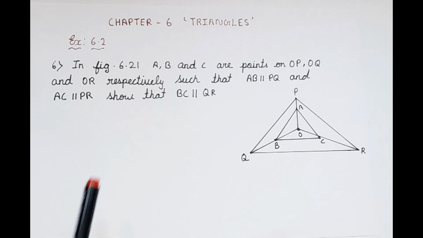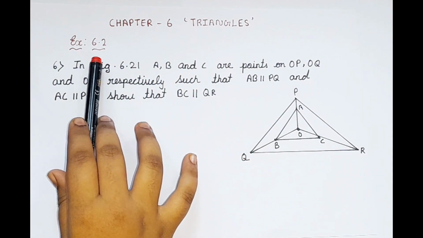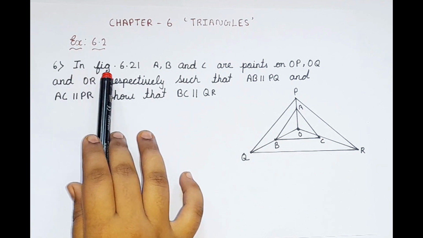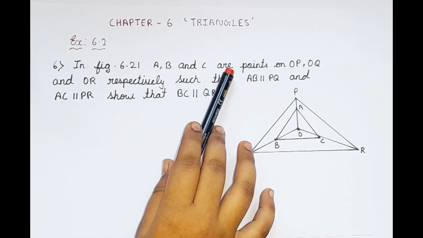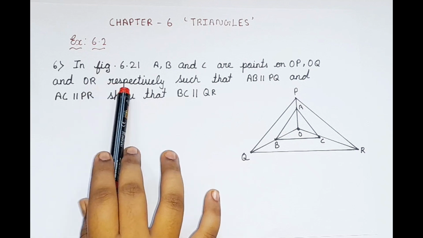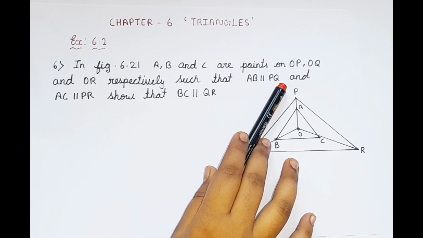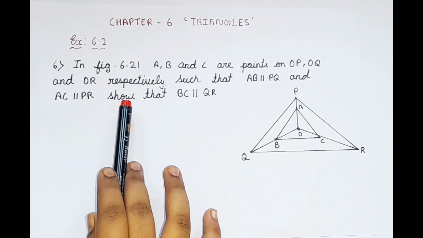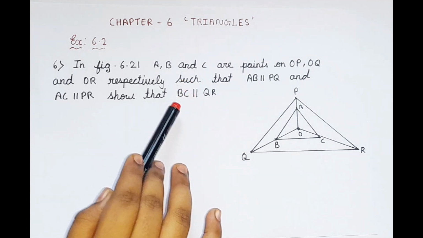Today we are going to be learning Chapter 6 Triangles, Exercise 6.2, 6th question. Okay, so now let's read the question. In figure 6.21, A, B and C are points on OP, OQ and OR respectively, such that AB is parallel to PQ and AC is parallel to PR. Show that BC is parallel to QR. Okay, so this is the question.